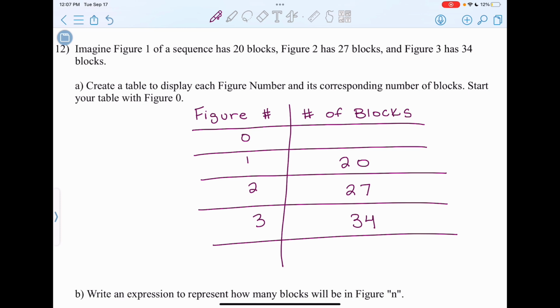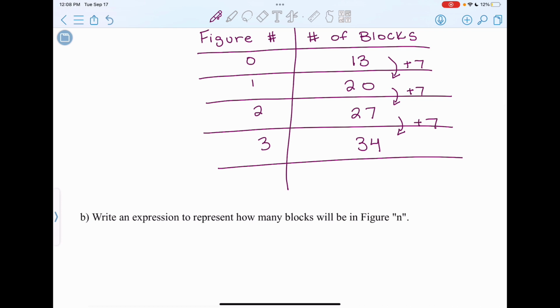And so I want to identify the common difference. Well, it looks like each time I am adding 7 blocks. So in order to figure out how many I had at figure 0, I need to subtract 7 from 20. And so that tells me that figure 0 had 13 blocks. In B, it says write an expression to represent how many blocks will be in figure N. So I start with my starting amount. At figure 0, I had 13 blocks, and each time I'm adding 7. So plus 7n, and this will help me figure out how many blocks are in any figure number.